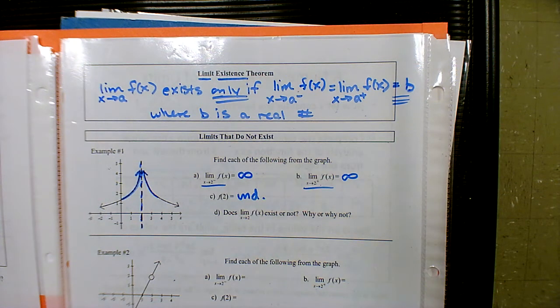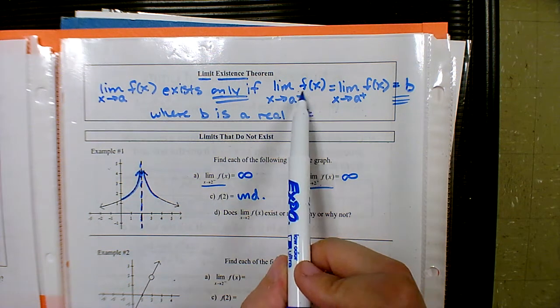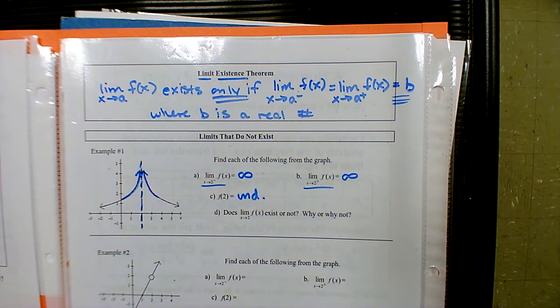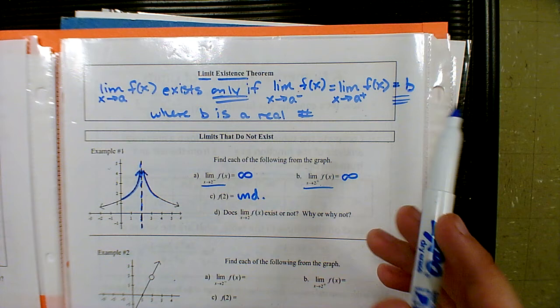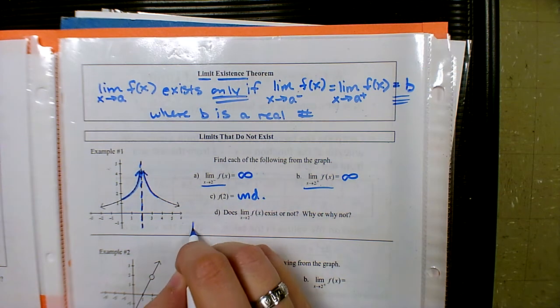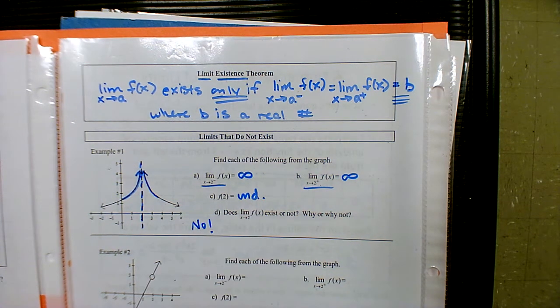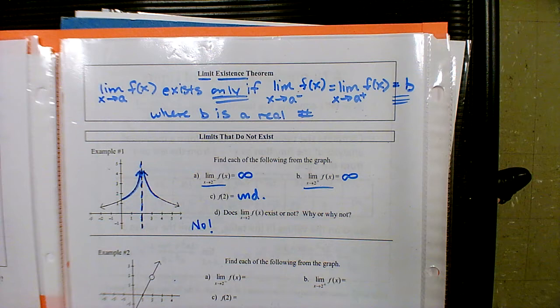All right. Is infinity a real number? We already said no, right? Infinity is not even a number. So we have to be careful. Yes, the left and right side are the same, but they are not equal to a real number. So does the limit exist? We say no, definitely no.